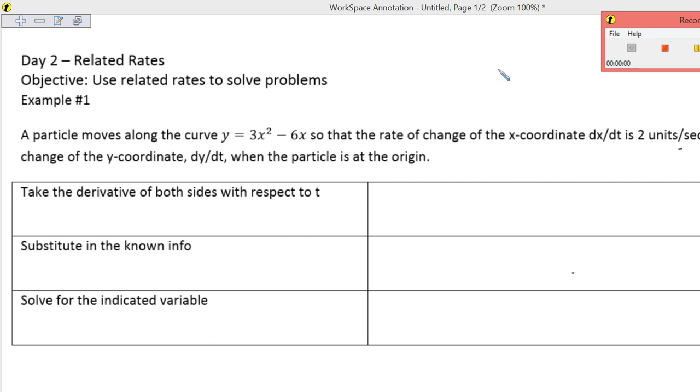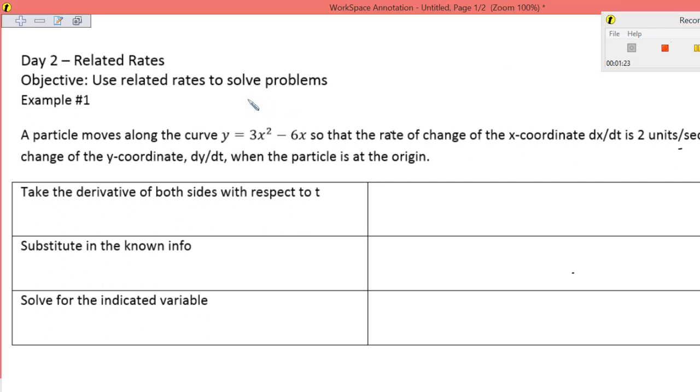So when we have a quantity similar to 6x that you see here, normally that derivative is just 6. But when we're taking the derivative with respect to time, it becomes 6 times the derivative of x with respect to time, or 6 dx/dt.